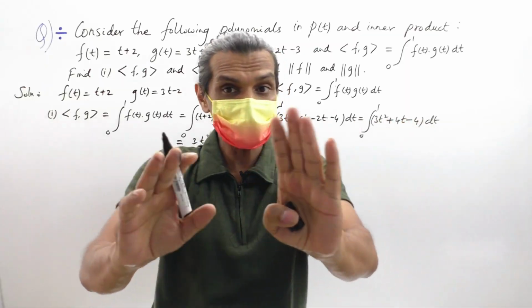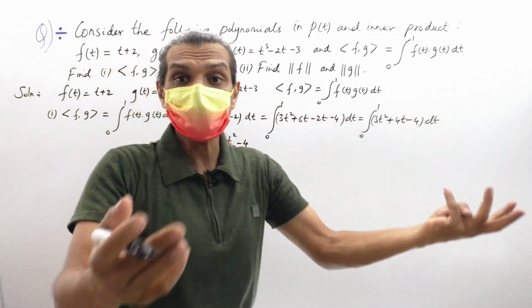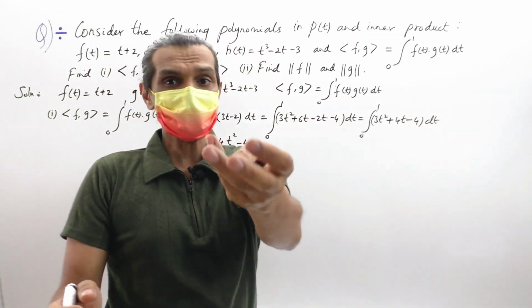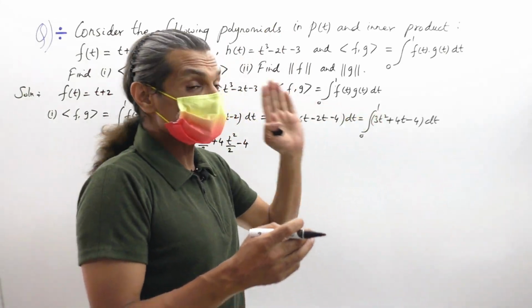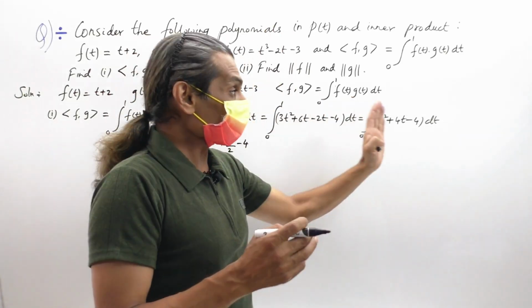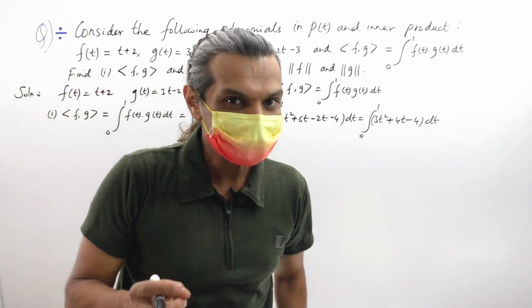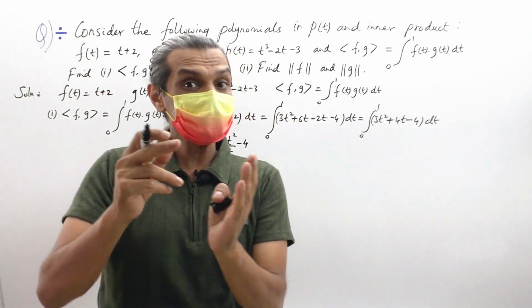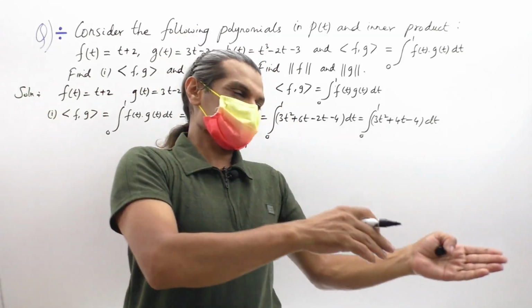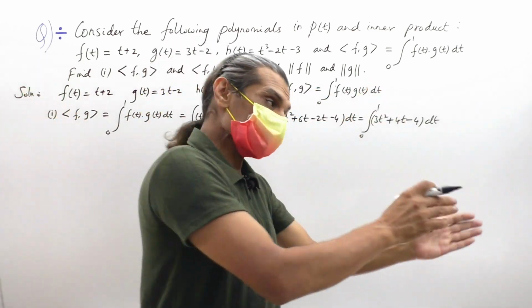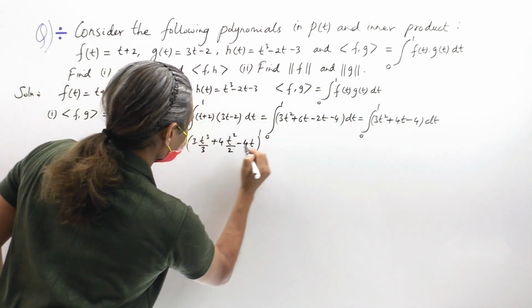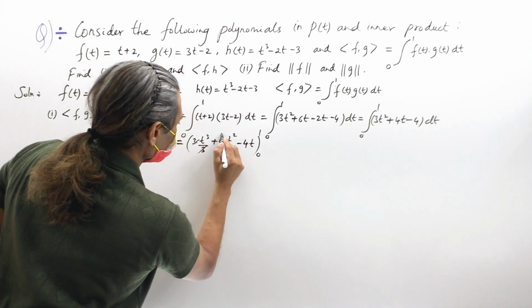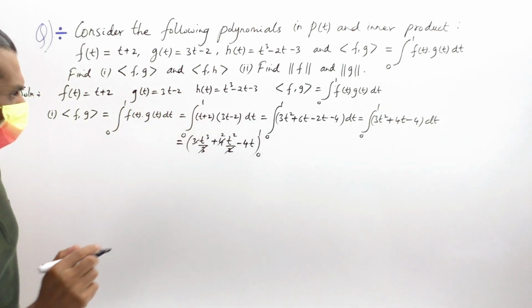See, many people make mistake here, they put 0. Differentiation of 4 might be 0, but integration of 4 exists. 4 as it is, there is 1 there. 4 into the integration of 1 dt is what? t, because differentiation of t is 1, obviously integration of 1 is t. That's why 4 into t, and the limits are 0 to 1. The 3s cancel, the 2s cancel. Now let's put the values here.